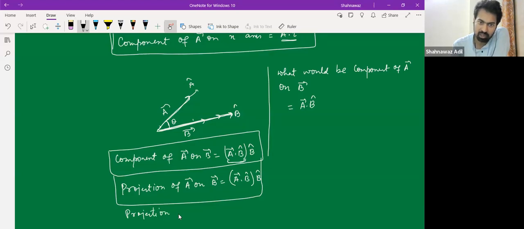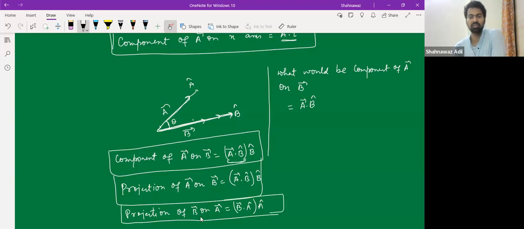So Rishita will tell me projection of B on A. How much would it be? Vector B dot A cap times A cap. Yes, absolutely right. Very, very good. So yes, this would be this.